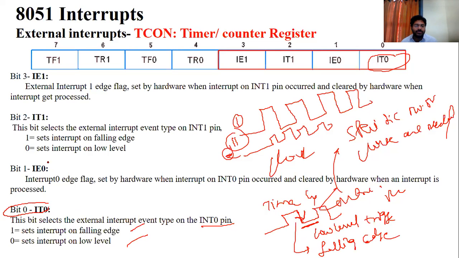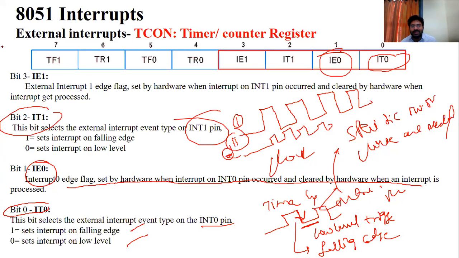Again, IE0 is bit 0. Next, bit 1 is IT0. We are using only bit 0 to bit 3. IE0 is for interrupt 0. So it is the edge flag set by hardware when interrupt 0 occurred, and cleared by hardware when the interrupt is processed. Then IE1, bit 2, for interrupt 1.